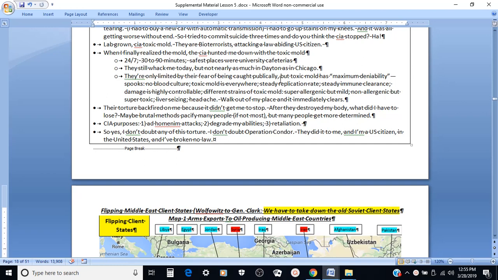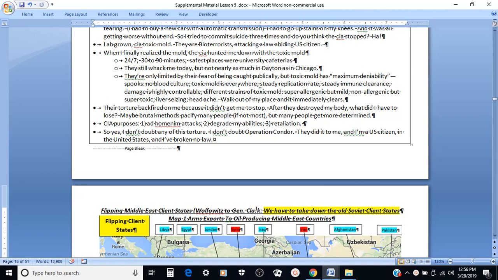Now, the reason why toxic mold has maximum deniability is there is no blood culture. There's no medical blood culture for mold, right? Toxic mold is everywhere, so they can say, well, it's just in the air. It's always in the air, right? Toxic mold has a pretty steady state replication rate. It's not like a virus or bacteria, which can have an exponential replication rate and get out of control. Toxic mold is pretty slow and steady, right? And your body eliminates it. So your body's going to normally overwhelm it and get rid of it, right? Keep you clear of it.